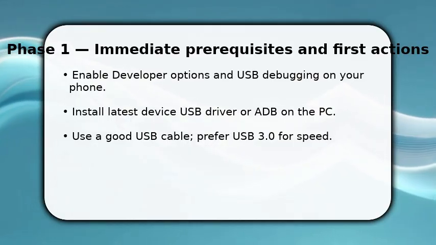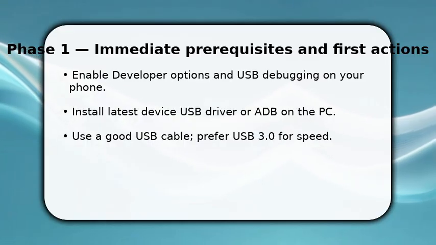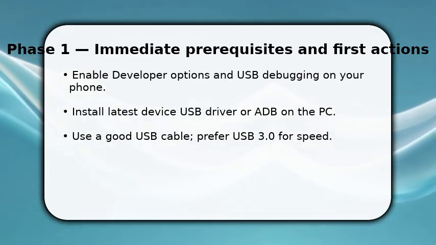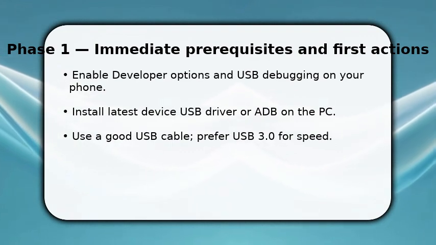Use a quality USB cable, ideally USB 3.0, to avoid lag. Once done, connect the phone, accept any permission prompts, and verify the PC lists the device. This step lets you move to projection tools.